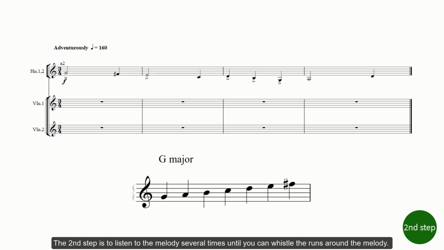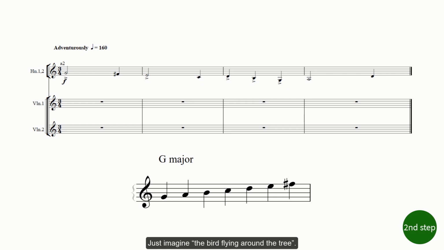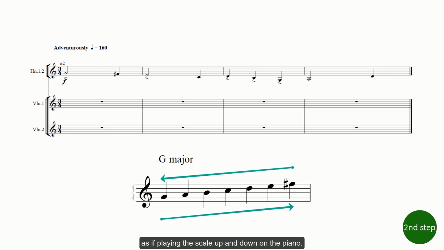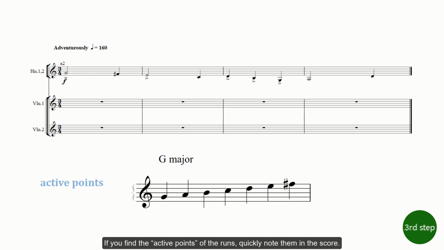The second step is to listen to the melody several times until you can whistle the runs around the melody. Just imagine the bird flying around the tree. Like this. To imitate the flying effect, you should use the fastly and repeated multiple notes in the bar, as if playing the scale up and down on the piano. If you find the active points on the rounds, quickly note them in the score. What does this mean? Let's listen to my whistle.